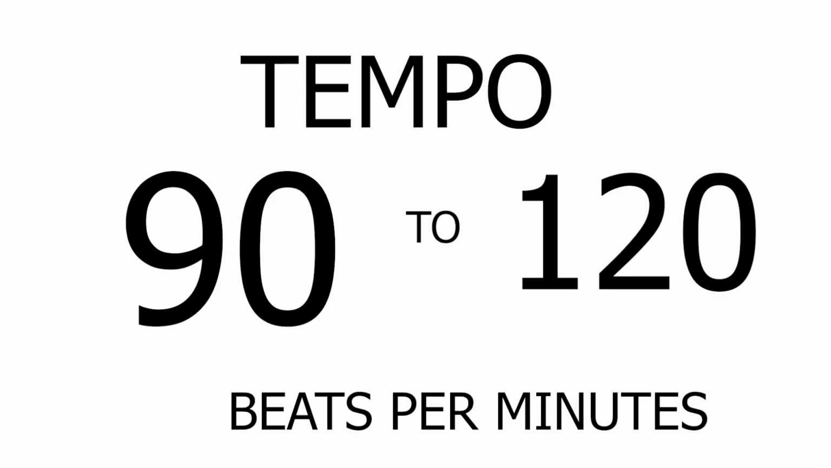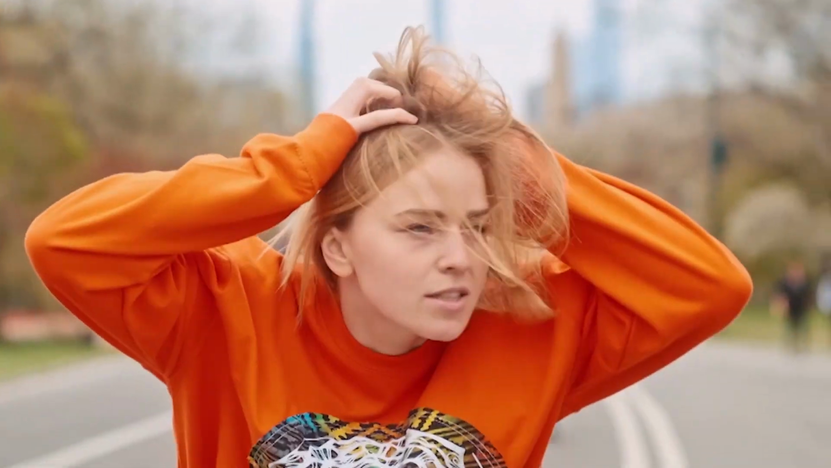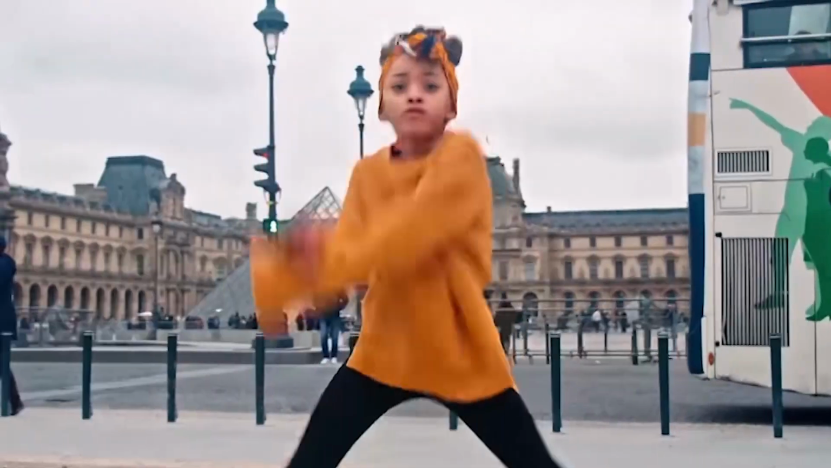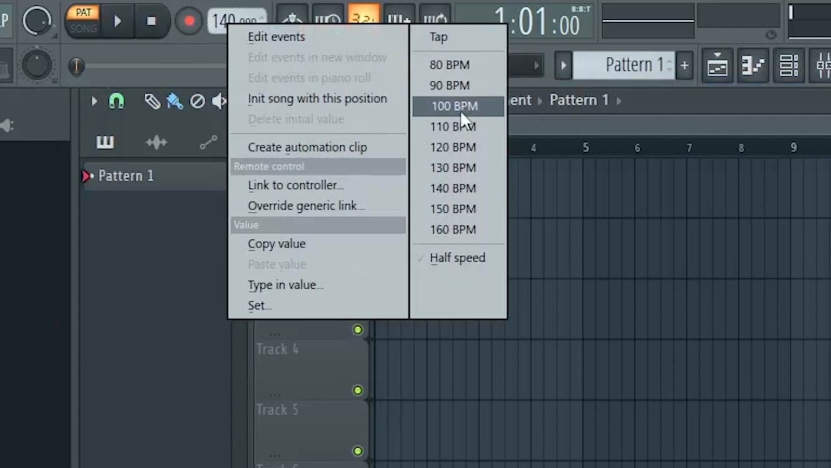This will be more like a beginner guide to making Afrobeat, but if you're a seasoned producer, I bet you can learn a thing or two, so let's get straight into it. Typically, Afrobeat tempo ranges from 90 to 120 beats per minute. This catchy rhythm is what brings out that energetic feel and makes it danceable. In this video, we'll set our BPM to 100.